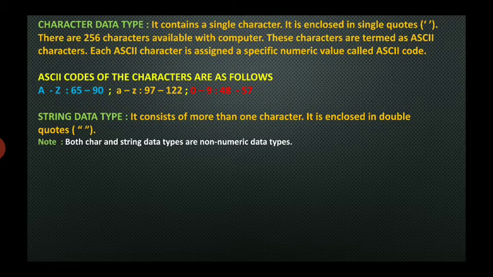Next non-numeric is string data type. It consists of more than one character. It is enclosed in double quotes. So character is enclosed in single quotes, whereas string is enclosed in double quotes, but it holds more than one character. Both char and string data types are non-numeric data types.